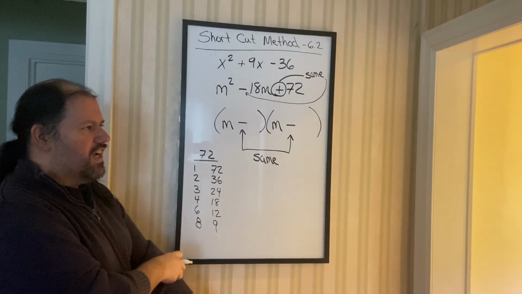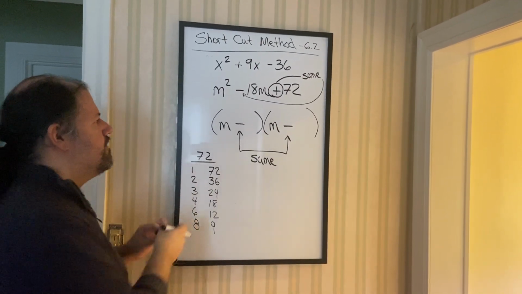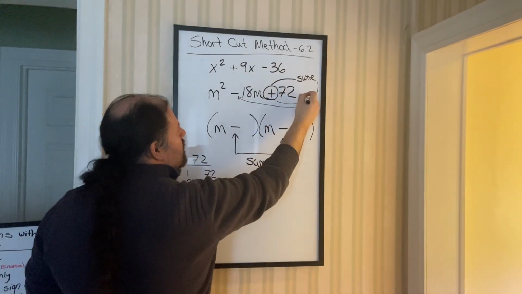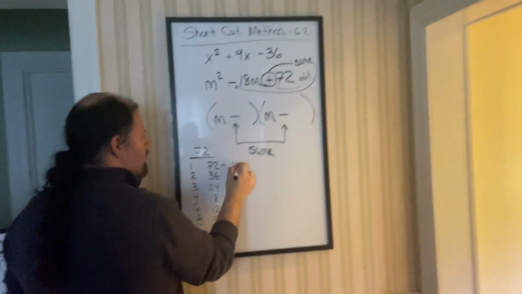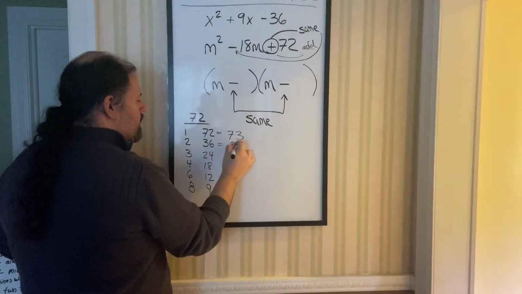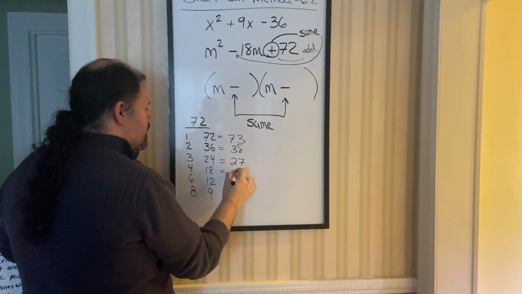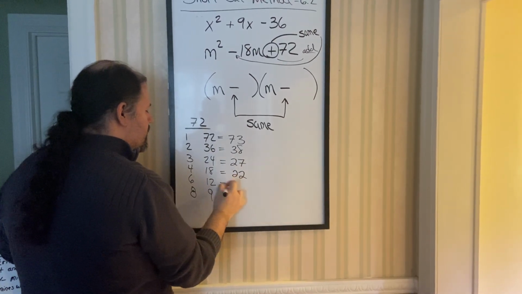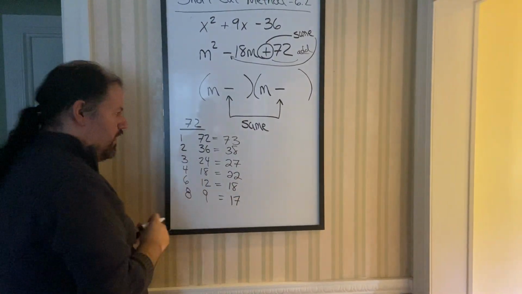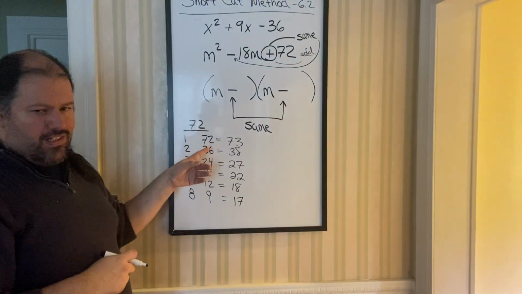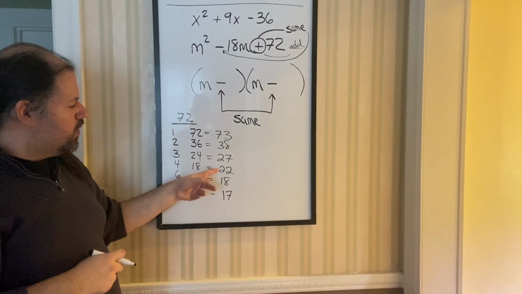After step 3, your combo list, step 4 is we're going to either have to add or subtract this list. Because this is a plus, we're going to add the list. So if we add, we get 73, 38, 27, 22, 18, 17.